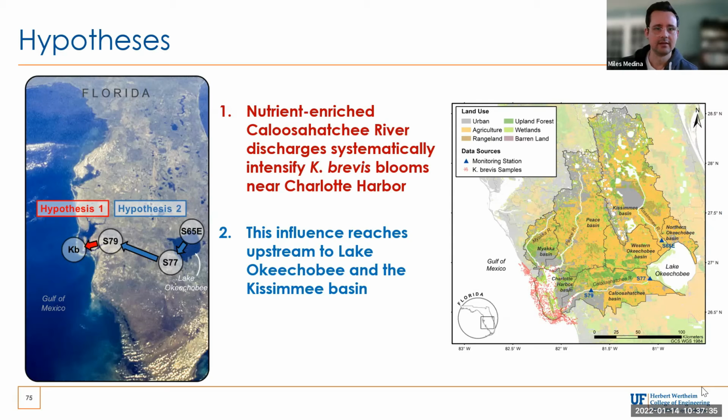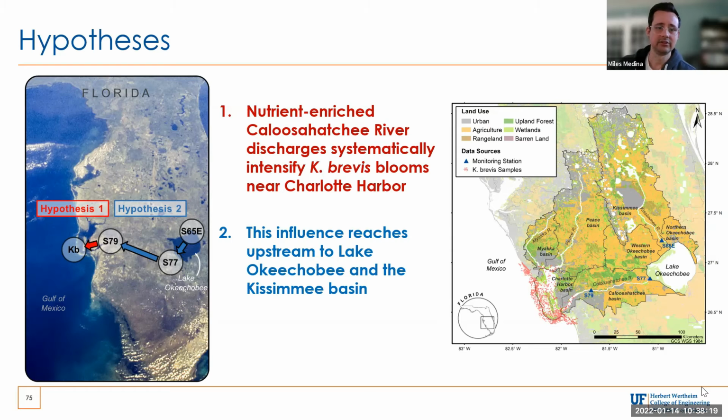And next, if the answer to this first question is yes, that discharges and nutrients from the river are intensifying blooms, then we want to know how much of the watershed is involved in contributing to these blooms. So the question is, can we trace this influence further upstream? And we investigate the second hypothesis by essentially walking upstream from the Caloosahatchee River Station, S79, to the Lake Okeechobee Station, S77, where water discharges from the lake to the Caloosahatchee, and then up to the Kissimmee River Station, S65E, where the Kissimmee River discharges into Lake Okeechobee. And we look for causal relationships between each pair of stations.